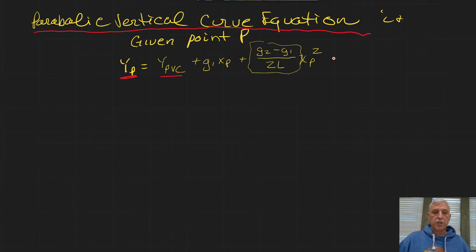So the elevation of that beginning of our curve, plus the incoming gradient times the x value of our point, plus this long thing that we derived last time, times the x value of our point squared. Okay?